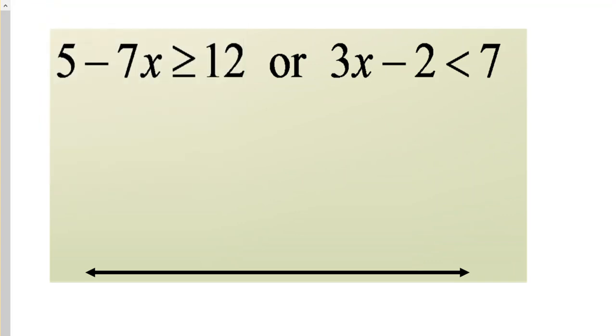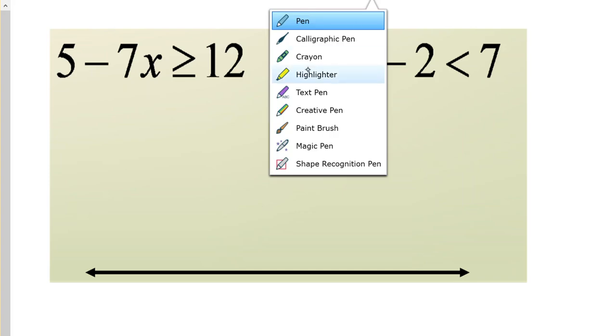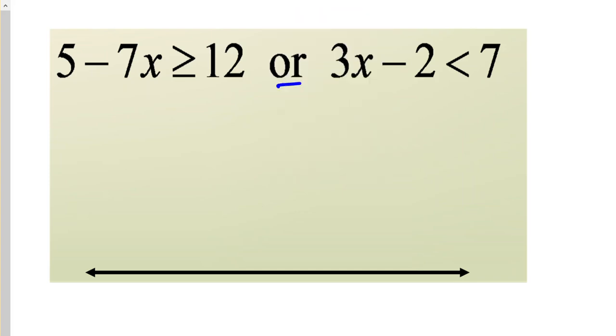All right, let's go through an example of how to solve an OR compound inequality. So we know this is an OR inequality because it actually says the word OR. And the easy thing about these is we just solve them separately and then graph them on the same number line. So the first thing I'm going to do is look at my first inequality, locate my variable, and in order to solve for x, I need to subtract 5.